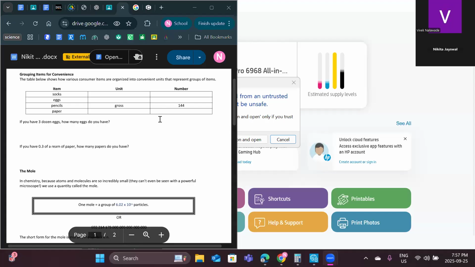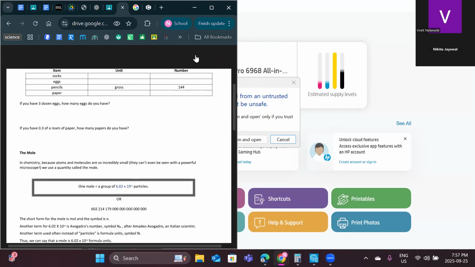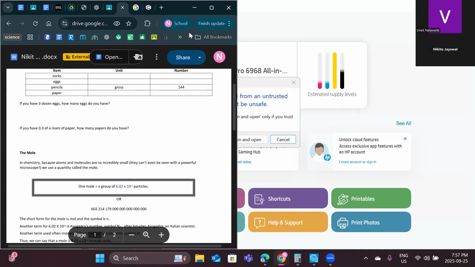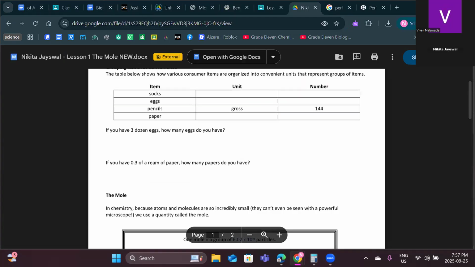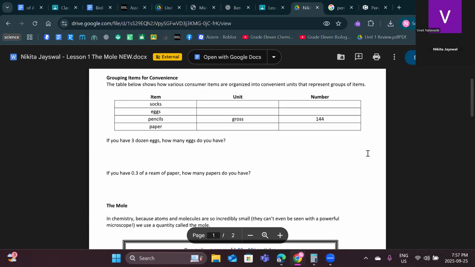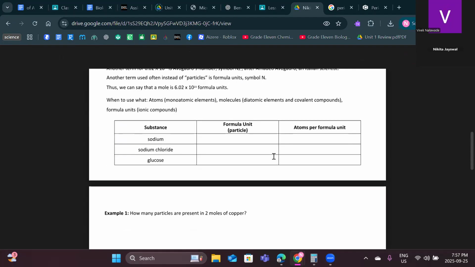So this is the worksheet he gave us. Can you zoom, expand it? Yeah, maximize it. Yes. This one. So I think we covered this part actually.